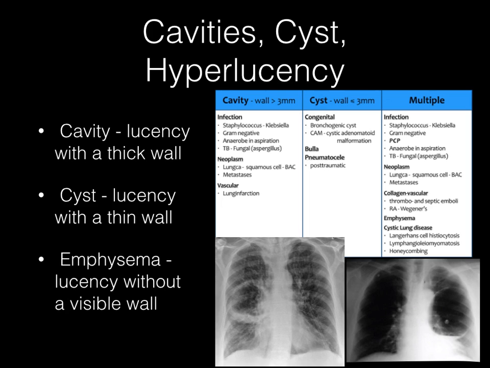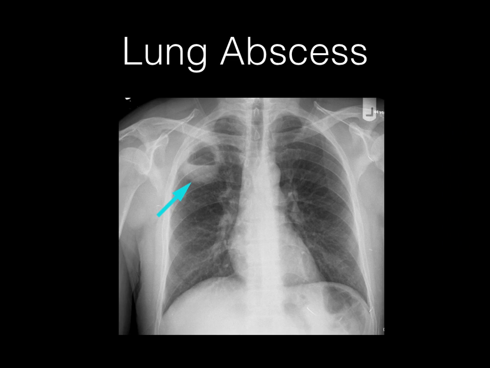Cysts can be seen with congenital disease such as bronchogenic cyst or bulla or pneumatocele, and then you can have multiple abnormalities or multiple cavities or cyst formation within the lung zones, and this may be either in relation to infections, neoplasm, collagen vascular disease, emphysema, or cystic lung disease. It's important to remember that you can on occasion see a number of these cavities within a zone of consolidation, and these are called lung abscesses. Let's have a look at lung abscesses.